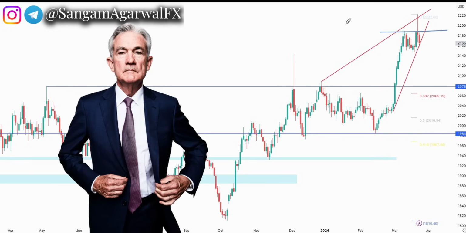So you have clear resistance 2180 from the weekly chart, 2150 from the H4 chart, and 2080 from the daily chart. You have three big static support and resistance levels.